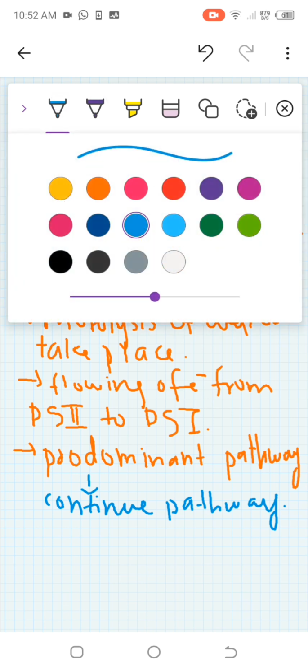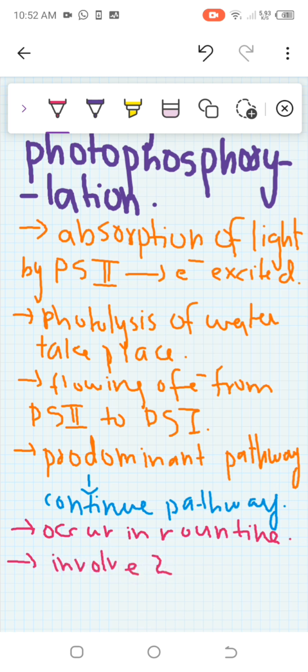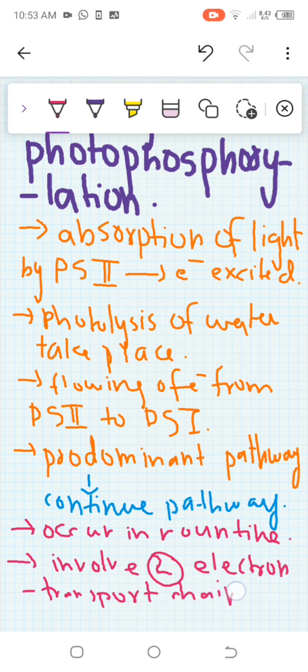It works in routine, every time. Occurs in routine. And here what happened? Utilization of photosystems PS1 and PS2. Okay, it involves two electron transport chains. How many transport chains are involved here? Two. One is PS1 and one is PS2. Involves two electron transport chains.